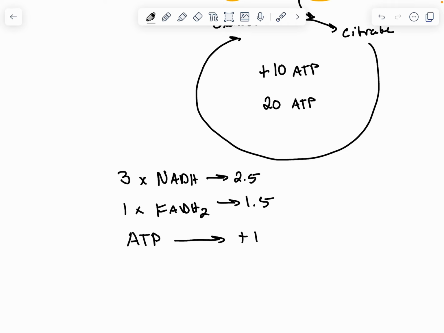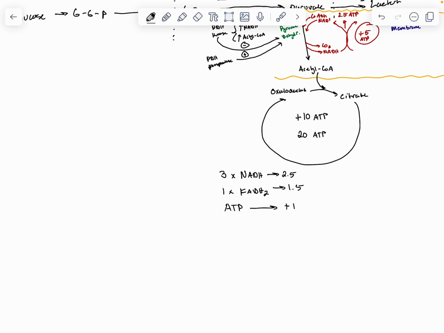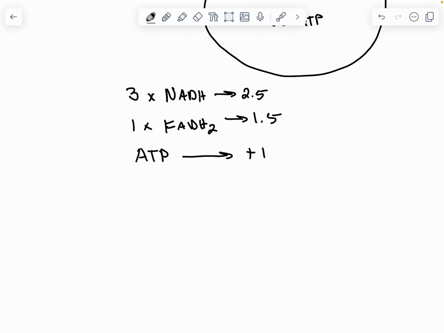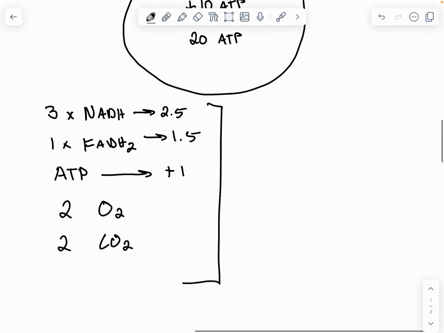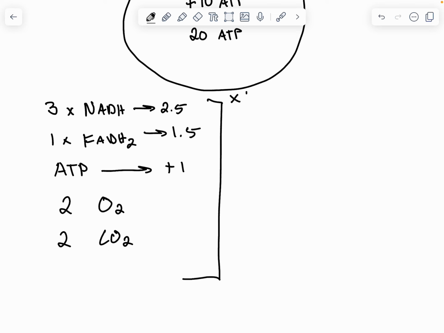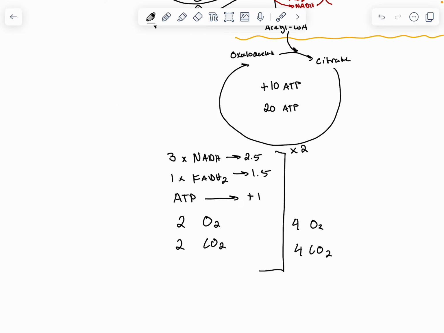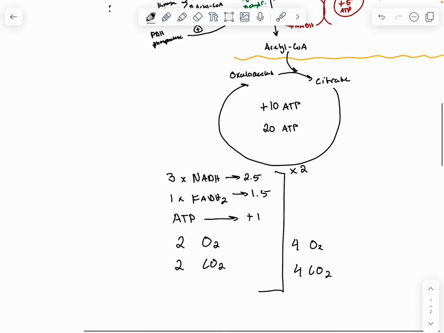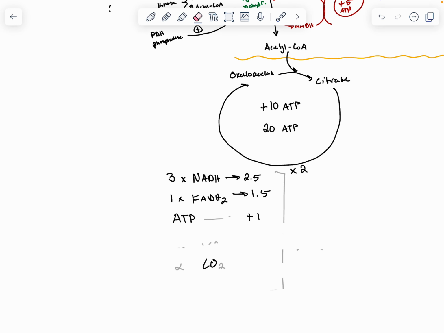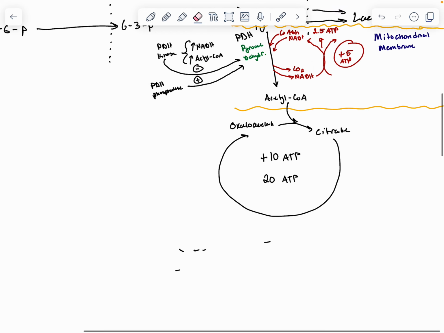And let me just make sure my math is right here because I do not want to mess you guys up. 2.5 times 3 plus 1.5 plus 1. Perfect, 10. And then again, per 1 cycle, consuming 2 molecules of oxygen, producing 2 molecules of CO2. And since this is all just 1 cycle, since we go through it twice, just multiply everything by 2 here. So in total, 4 molecules of O2, 4 molecules of CO2. You guys can do the math on the upper portion, but that's how everything incorporates into the TCA cycle.